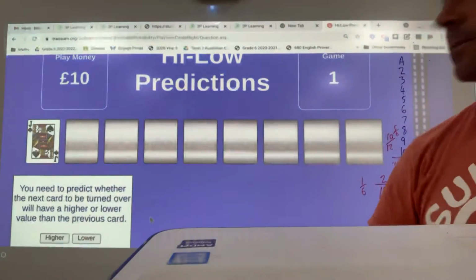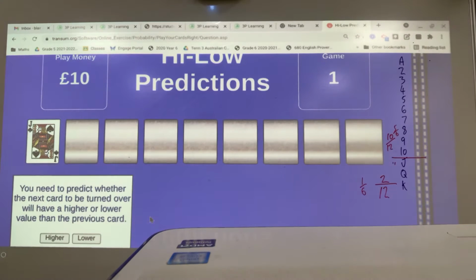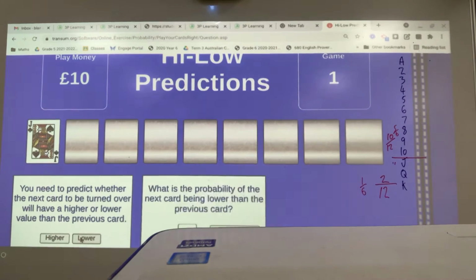So let's try this. I'm going to go with lower. It has to be lower, surely. Lower, yep. What is the probability of the card? Well, we've done our calculations, 2 out of 12. I've simplified it, so it's 1 out of 6.